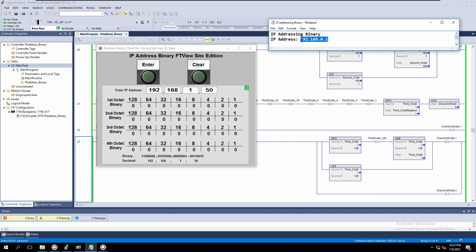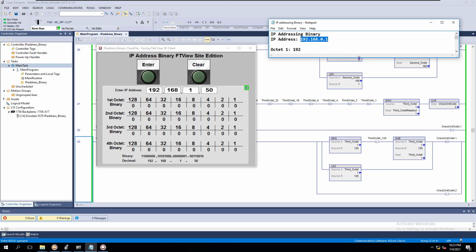So we have the example that we're running, 192.168.0.1, right? So we're going to do one octet at a time. Let's talk about the way this is done. The very first octet is going to be 192. We need to understand the way that works.